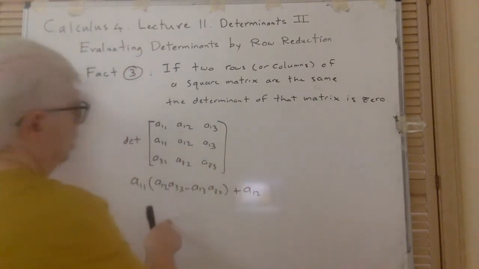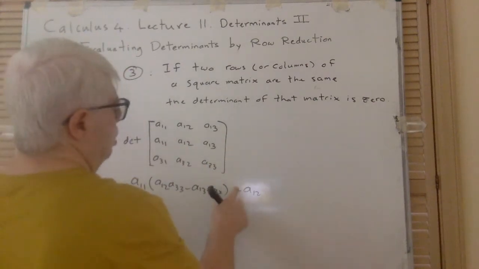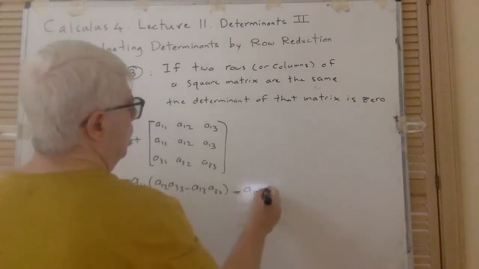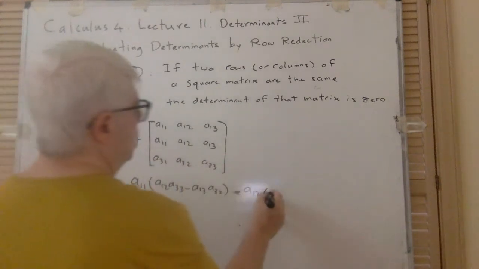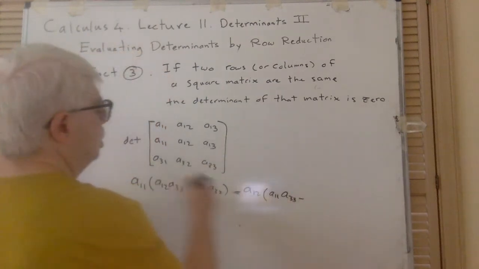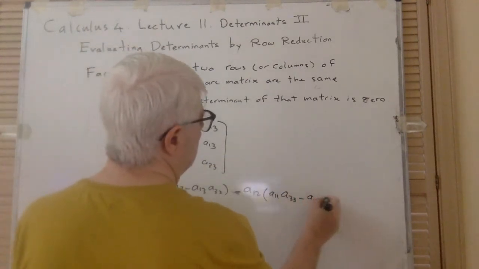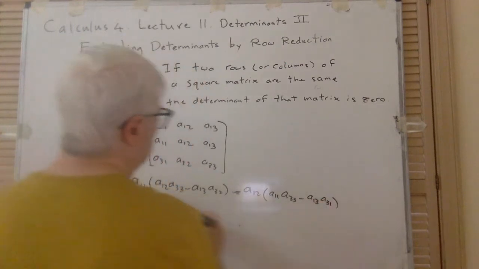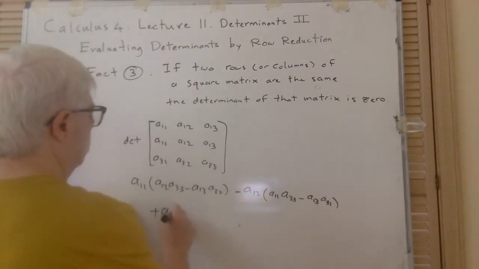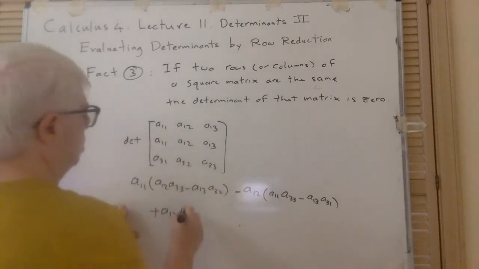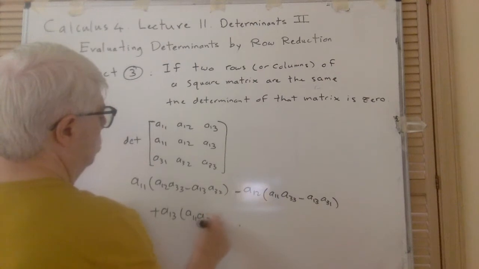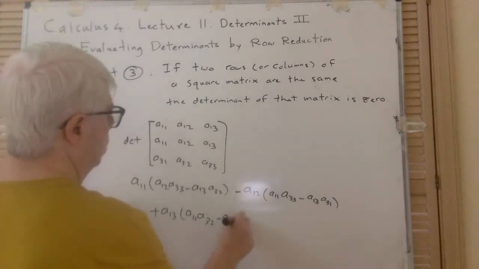Then times, remember that's minus, this one minus, then times this times this, A11, A33 minus A13, A31. And the last one is A13 times the determinant of this, A11, A32 minus A12, A31.